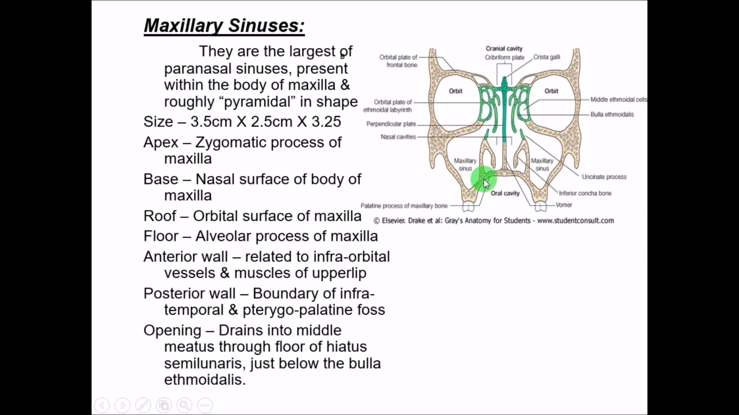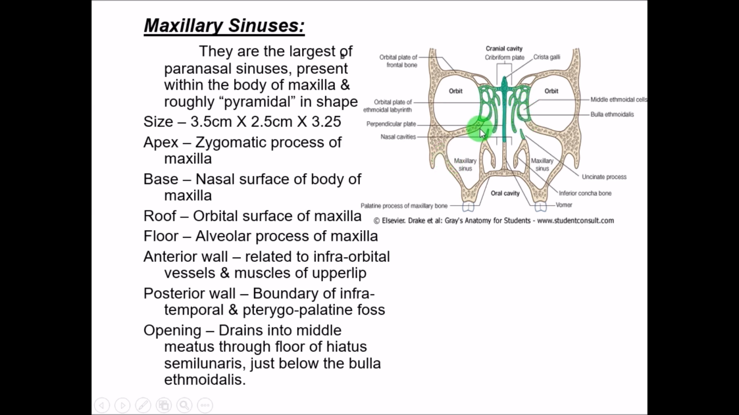The anterior wall is related to the infraorbital vessels as well as the muscles of the upper lip anteriorly, and the posterior wall is bound by the boundaries of the infratemporal as well as the pterygopalatine fossas. Then the opening of this maxillary air sinus is into the middle meatus, which is just below the middle concha, below the ethmoidal bulla.